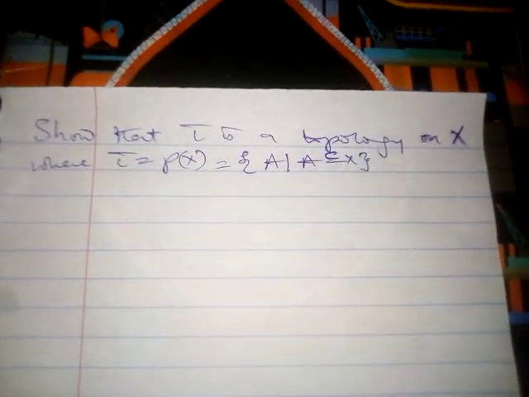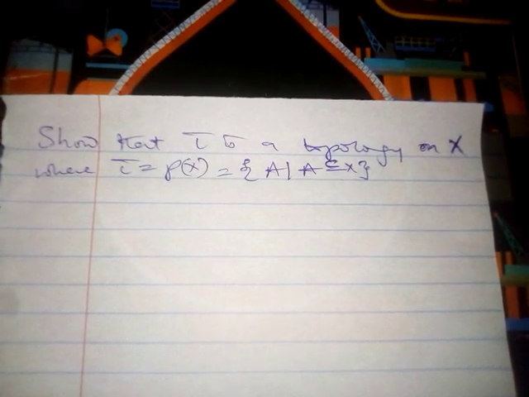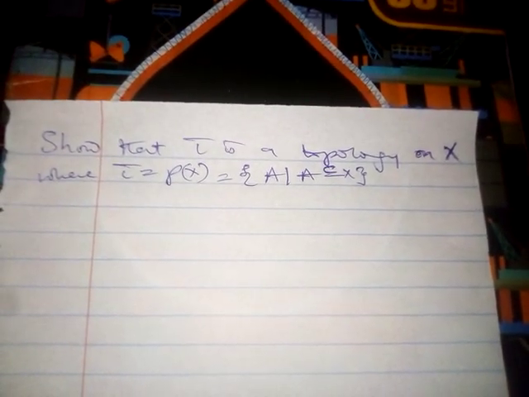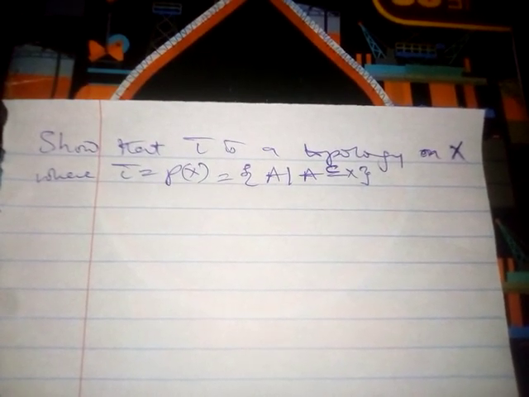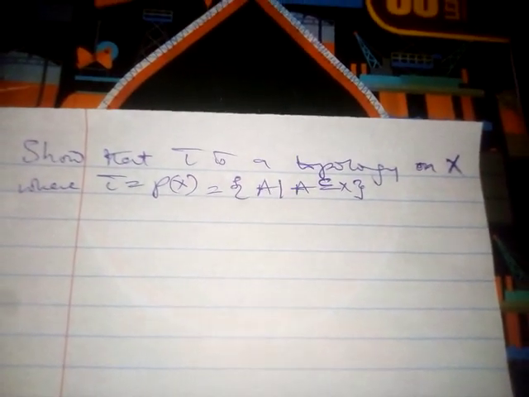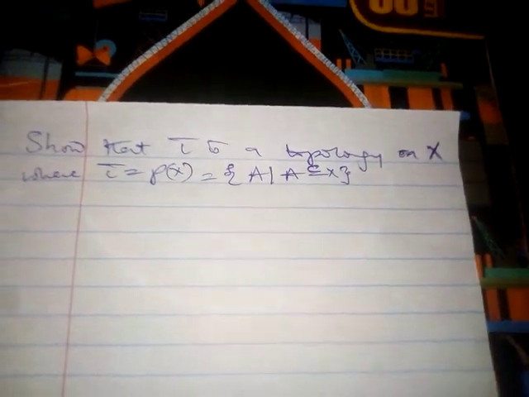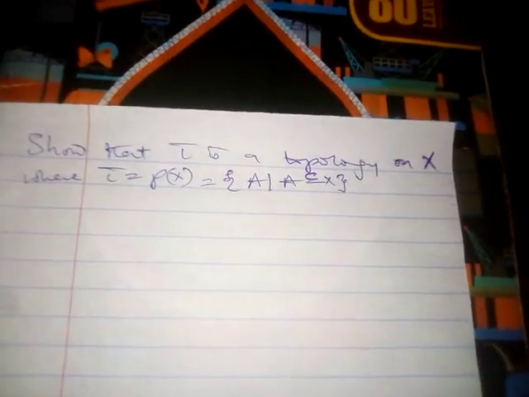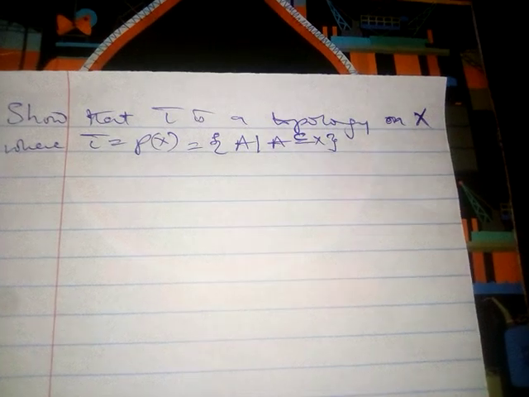In this video we're going to still deal with another example of topological space, which is the discrete topological space. Now here it says: show that tau is a topology on X, where tau is the power set, defined as the collection of A such that A is a subset of X. Now recall that our power set is the set that contains all subsets of X.